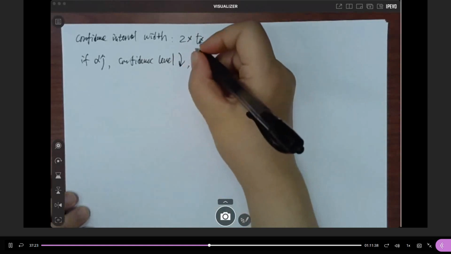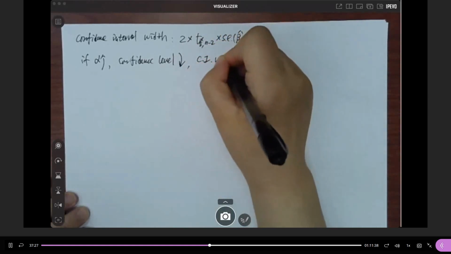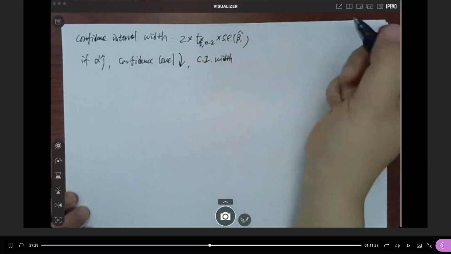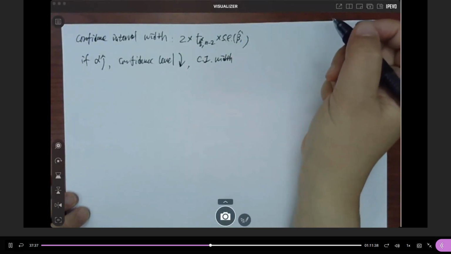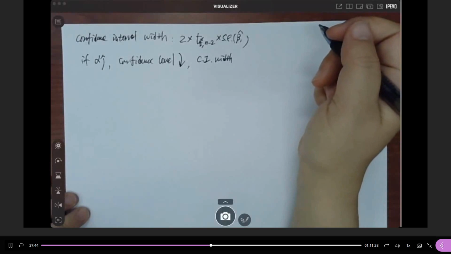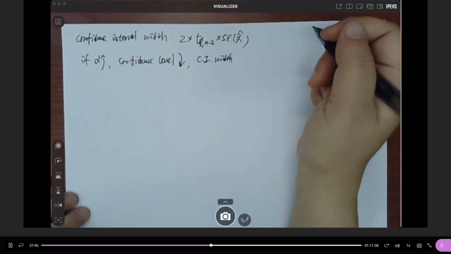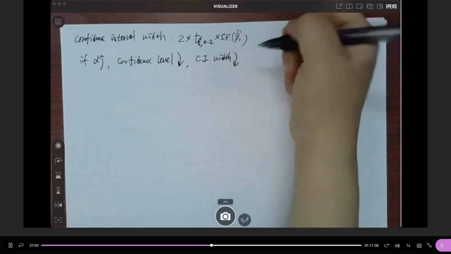Your confidence level decreases. What happens to your confidence interval width? Remember what I just said: I'm 100% confident that the true value is between negative infinity and positive infinity. When your confidence level decreases, you are less confident now. Your confidence interval width should decrease, okay?